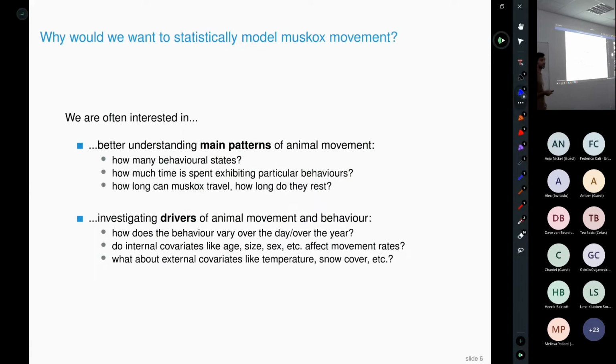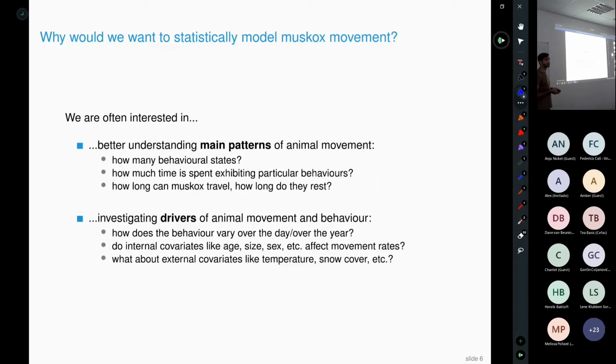So why should we actually bother trying to find a statistical model for muskox movement, or any movement track, any animal? So what is the point? What are the possible objectives of such an analysis? So here's just a quick overview of the kinds of things that I usually aim at trying to learn about animal movement. So there are general patterns that we might want to learn something about.